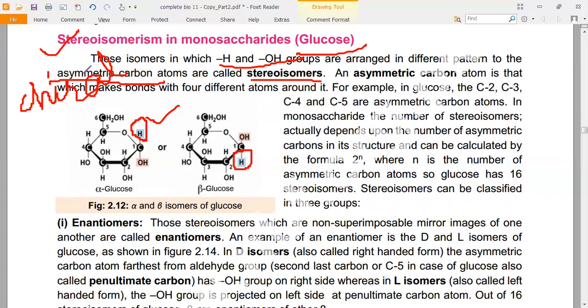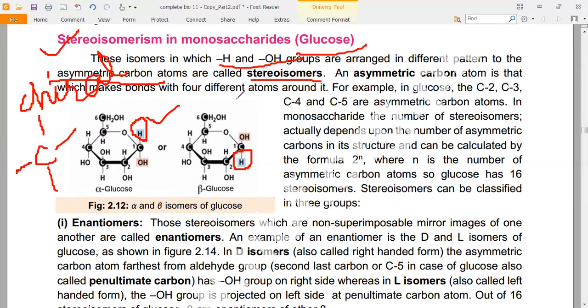An asymmetric carbon has a tetrahedral structure. It has four bonds, and all the species attached on those four bonds are different. That is called an asymmetric carbon. So when the position of H and OH on these asymmetric carbons is changed, the resulting molecules are called stereoisomers.